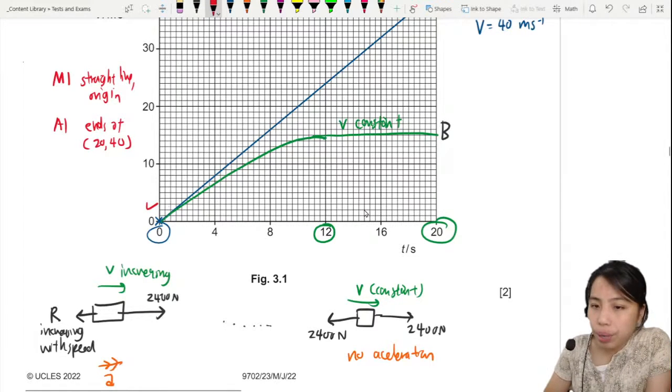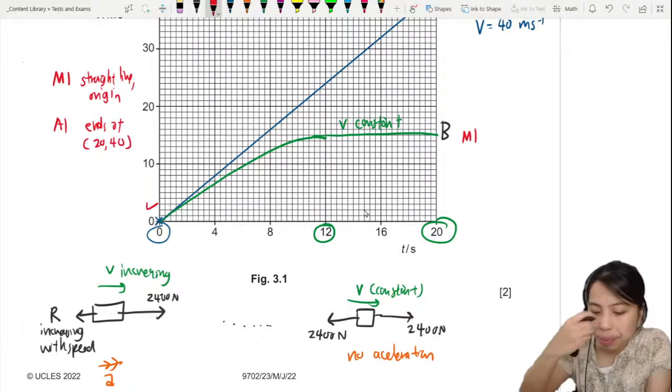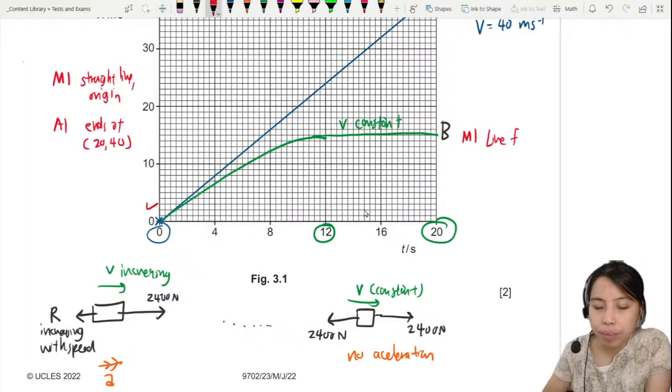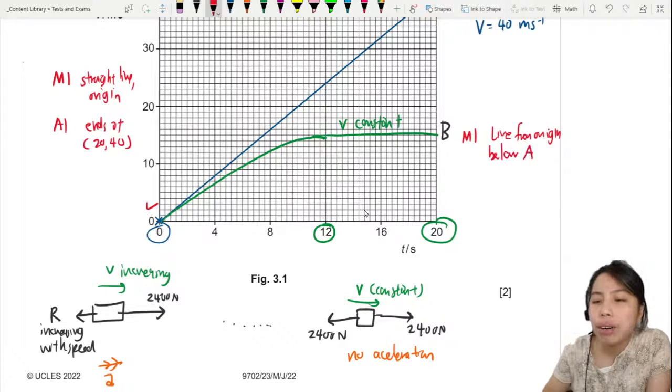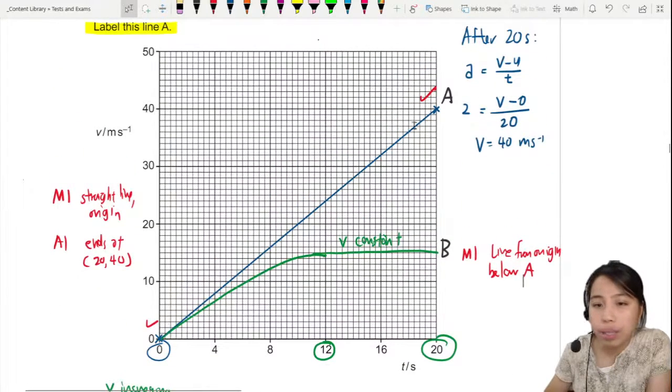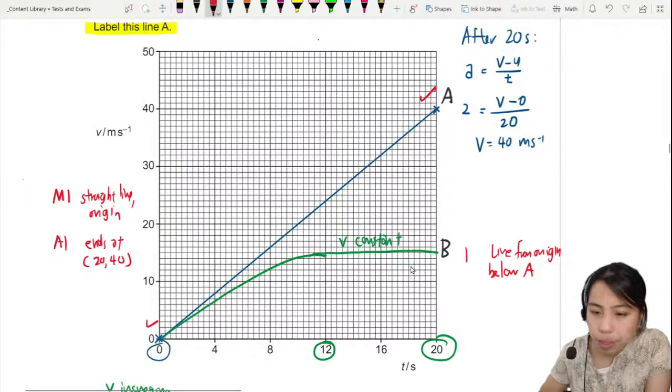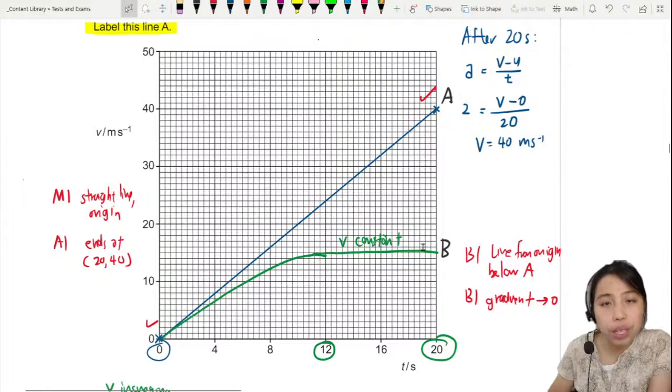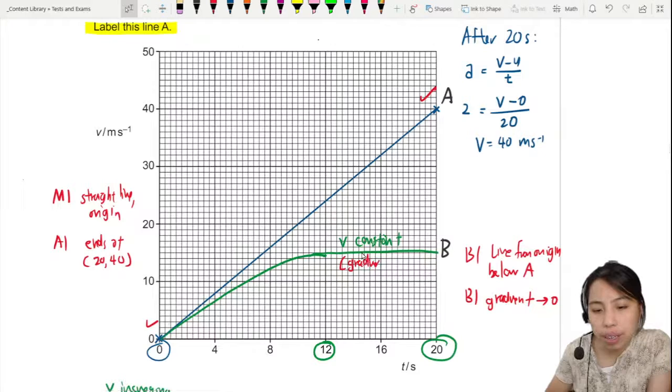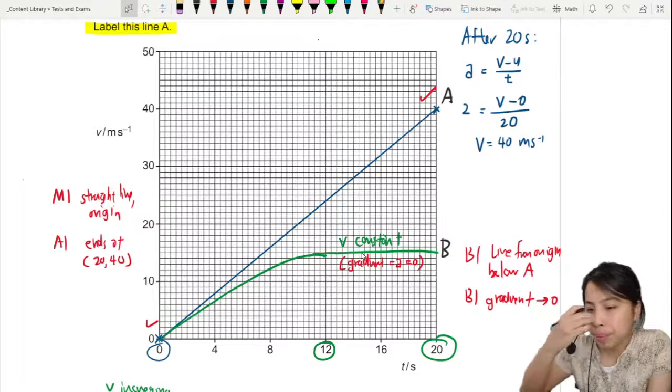So how to check if your graph is correct according to the mark scheme? Firstly, I need a line from origin. Because you start from rest, this line from origin has to be below your other graph A. So this graph A is here. Whatever you draw should be below. Doesn't matter how low or how high, as long as it's below. This is B1 mark, independent mark. Secondly, your gradient has to slowly decrease until zero. So that means, you see here, eventually the graph becomes flat. Here is where the gradient is zero. So the gradient, which is acceleration, is zero. Last mark.